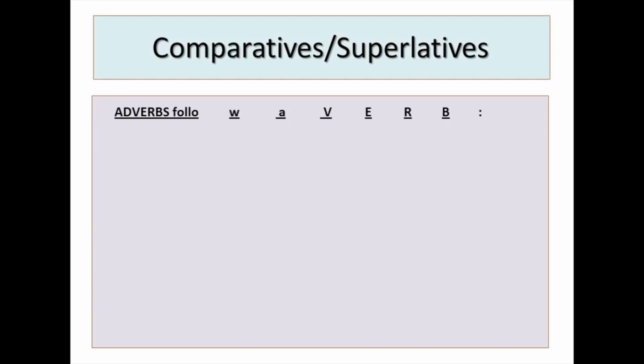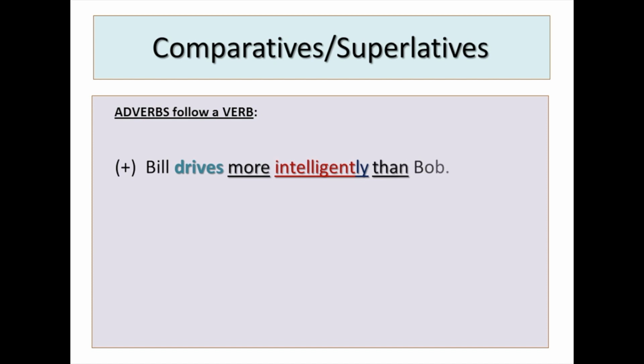Let's take a look at the form. So here we have Bill drives more intelligently than Bob, where instead of having is to give you a description, we now have the verb drives, so we must use intelligently. We can also say Bill drives more crazily than Bob. Please note that in adverbs we don't use the shortcut, so crazy in an adjective might be crazier, but here we will use the standard form more crazily than.